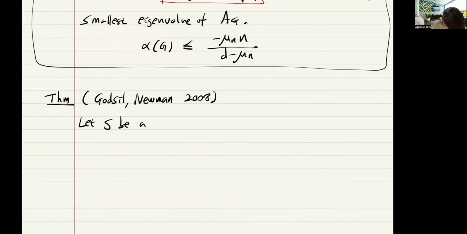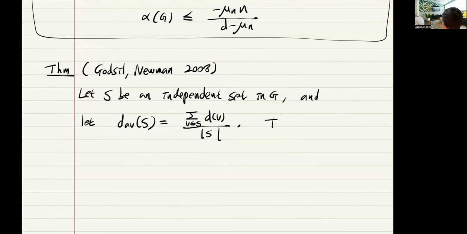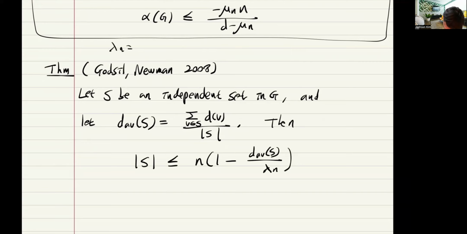So let S be an independent set in G, and let's write d sub average of S to be the average degree of a vertex in S. For each vertex, you add the degree and then you divide by the size of S. Then, for any independent set, we have this inequality, where this lambda n is the largest eigenvalue of the Laplacian of G.